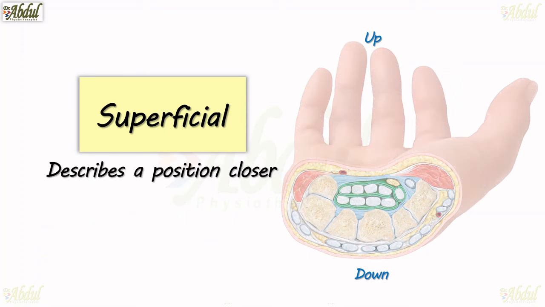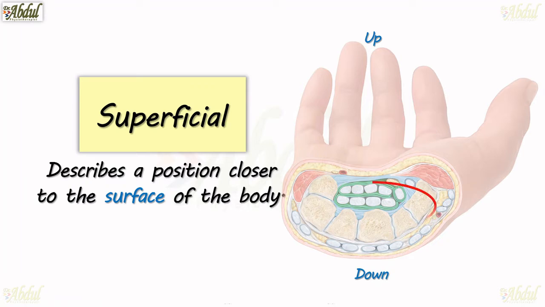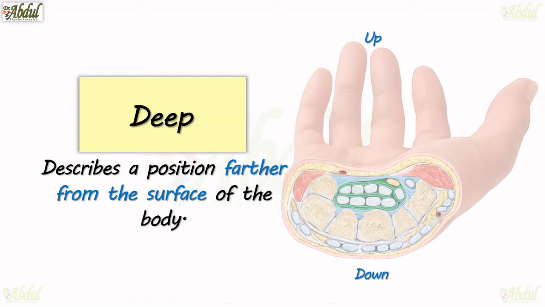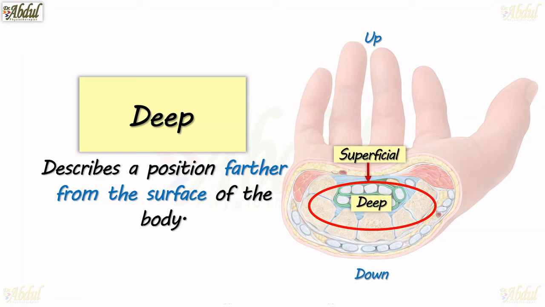Superficial describes a position closer to the surface of the body. So this is deep and this is superficial, closer to the surface of the body. Deep describes a position farther from the surface of the body. So this is deep, this is superficial, and which is away or farther from the superficial is the deep structures.